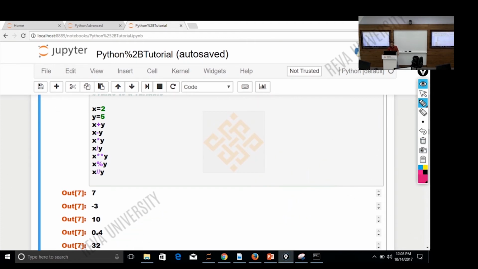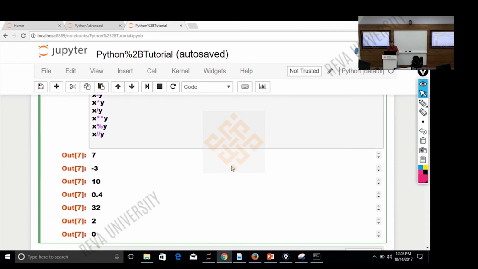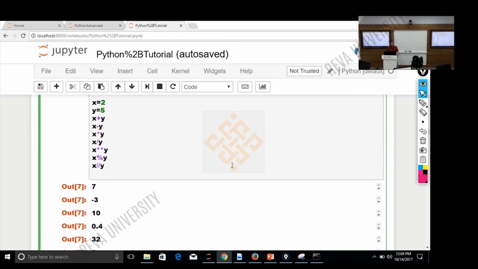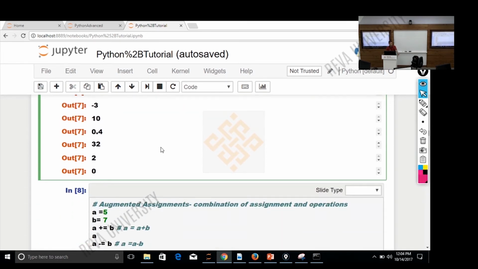Now x modulo y is what? The remainder, because 5 cannot divide 2. So the remainder is 2. 5 cannot go even once into it. So if it was 7, you would still get 2. 7 divided by 5, 5 goes into 7 once and the remainder is going to be 2. Right? And then floor is going to be how much? 0, because it cannot go even once, right? So that's the thought behind that.